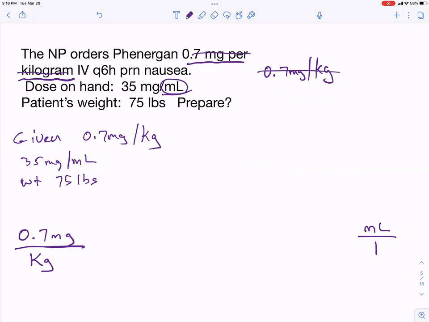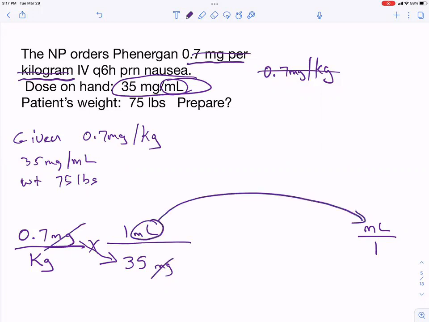So now, how am I going to get milligrams to milliliters? Well, I got to look at my problem. And what can I use to cross off my milligrams? Because I have to put milligrams down here to get rid of it. Well, I go to my problem. There's 35 milligrams in 1 milliliter. That gets rid of my milligrams. And look, I have my milliliter, but I still have this kilogram hanging out there.